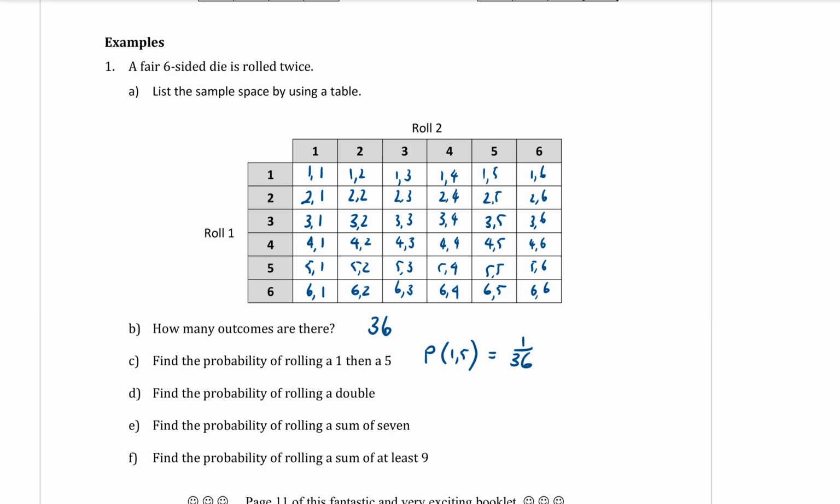Part D, find the probability of rolling a double. So that's 1, 1, 2, 2, 3, 3, 4, 4, 5, 5, 6, 6. So there is 6 of those out of 36.